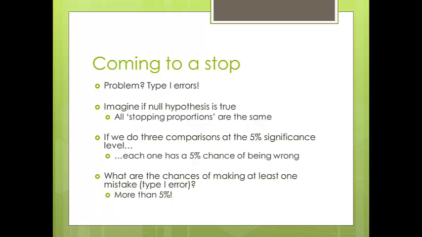Imagine that the null hypothesis is true. That is, all of the stopping proportions are actually the same. If we do these three different tests, each at the 5% significance level, then each test has a 5% chance of being wrong, if the null hypothesis is true. This is what it means to make a type 1 error, and the relationship between the type 1 error rate and the significance level. So the question is, if we do three tests, each of which has a 5% chance of being wrong, what's the overall chance that at least one of these tests has made a mistake? Well, the actual math's a little complicated, but it's quite a bit more than 5%.